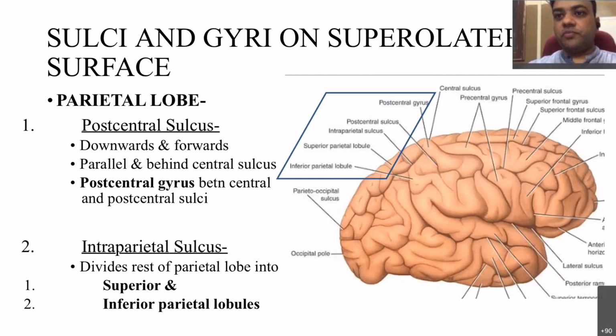Now on the parietal lobe. So you can see here there is the postcentral lobe.